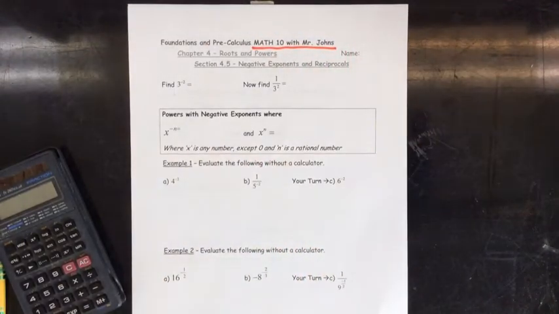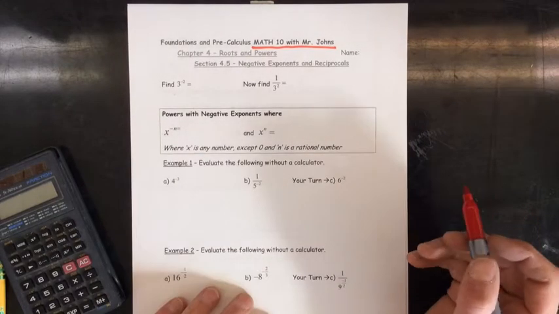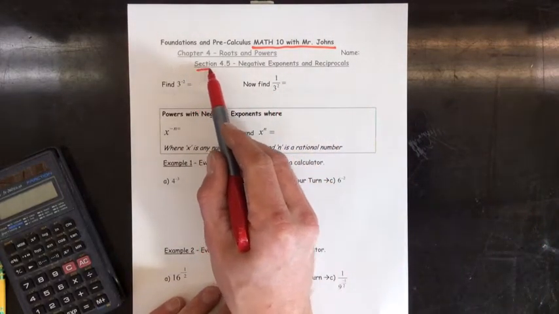We are in Chapter 4 looking at roots and powers, and we're going to do Section 4.5, which is negative exponents and reciprocals.